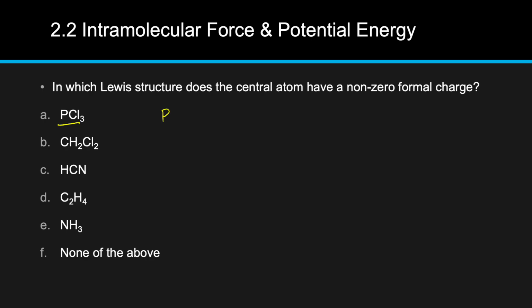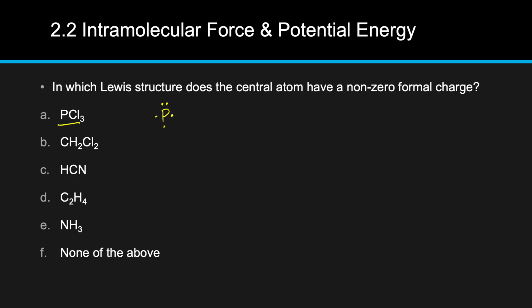We know phosphorus is in group 5, which means it wants 3 bonds and 1 lone pair, because it has 5 valence electrons. So 1, 2, 3, 4, 5. Now, in this molecule, it has 3 terminal atoms. Why do I call chlorine a terminal atom? Because chlorine only wants 1 bond. So since it only bonds out once, it's probably going to be on the outside of a molecule.